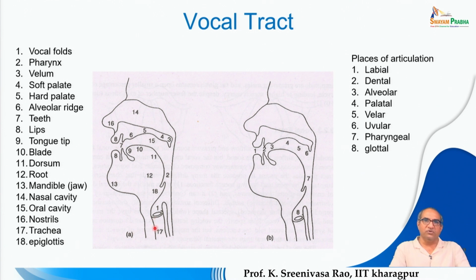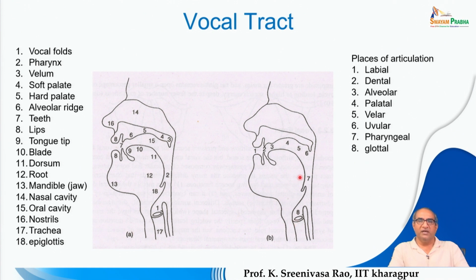This windpipe is known as the trachea, which is connected to the lungs chamber, and 18 is the epiglottis. The vocal folds area is also known as the glottis or the laryngeal cavity, and the epiglottis is above the glottis.